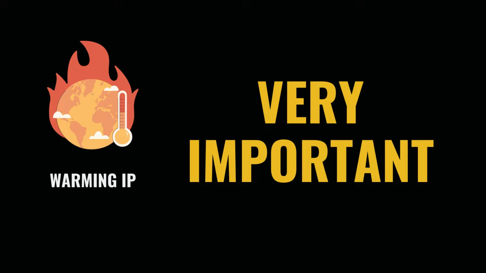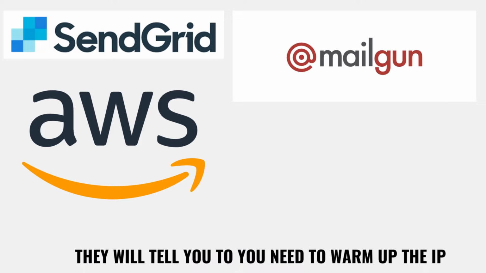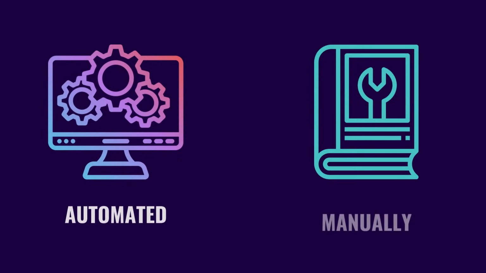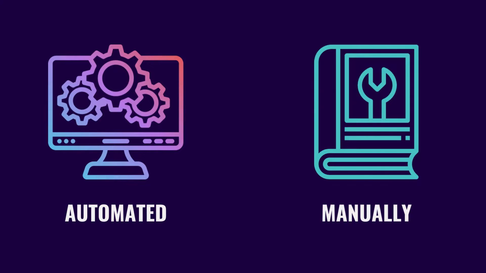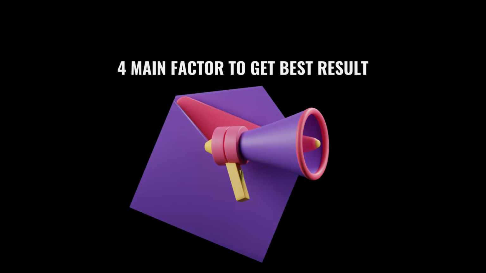For that, I mentioned warming IP at the last. So, warming IP is very important. If you maybe worked with SendGrid or with Amazon Web Services or email services or maybe Mailgun or whatever email or SMTP provider, if you get a new dedicated IP, they will tell you you need to warm up the IP. This warming process may be automated with that service or you need to warm it up manually. So that's it. These are the four main factors if you want to get the best results of your email marketing campaigns.